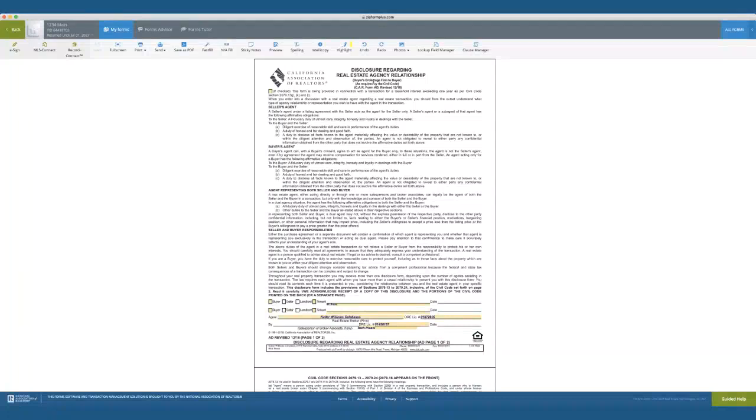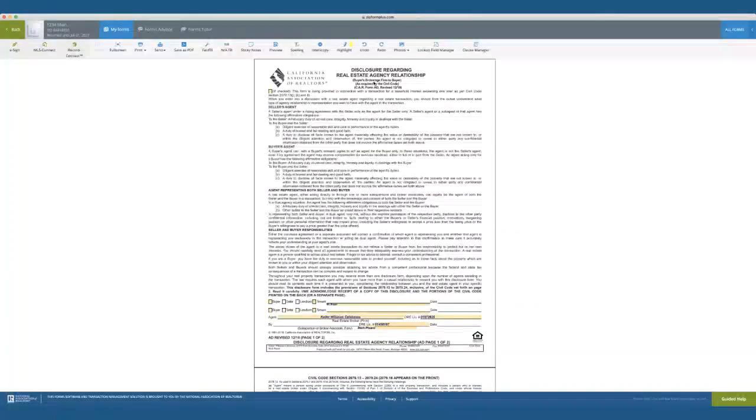It tells them about the different types of agency: a seller's agent, what the responsibility is of a seller's agent, a buyer's agent, and an agent representing both seller and buyer. And always remember, when we're talking agent in this particular sense, we're talking about the brokerage. We're not talking about you as the agent. We're talking about the brokerage.